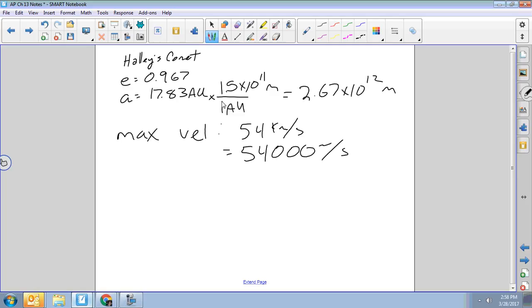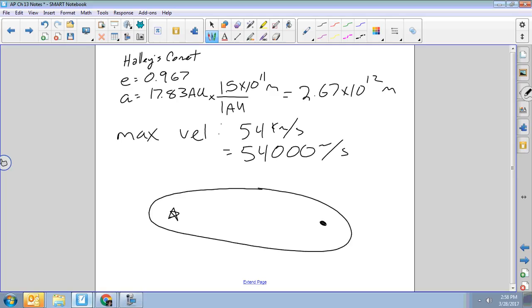All right, so anyway, let's draw this thing. So here's the sun. Here's Halley's Comet's orbit. I'm going to make a horrible ellipse, almost a line segment. Here's our other focus. Here's the sun. Here's focus number 2.